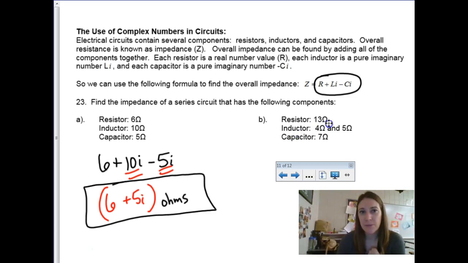So part B here is very similar, a resistor of 13 ohms plus, now this time you have 2 different inductors, so you're going to be adding 4i and 5i. So if you want to write them separately, you can, or if you want to just change that to 9i, that's fine as well. And then remember, capacitors, we're going to be subtracting that imaginary component. So this is 9i minus 7i, so we end up with 2i for the imaginary component, so 13 plus 2i. That's the overall impedance for your circuit.